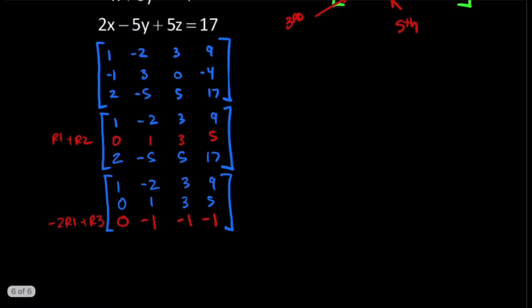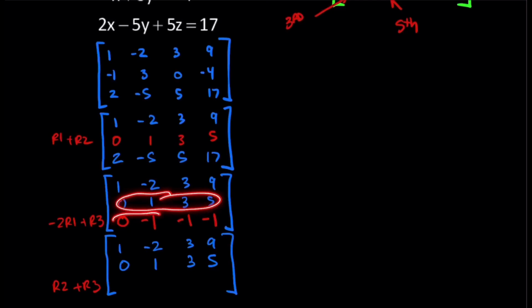Well, look at what happens. I'm going to use this to make that a 0. So I'm just going to take row 2 plus row 3, and then that'll drop out. Okay, so my next matrix, top row stays the same, 1, -2, 3, 9. Middle row is going to stay, 0, 1, 3, 5. So now what I'm going to do is I'm going to take row 2 plus row 3. I'm just going to combine these two rows right here and put that in this row 3.